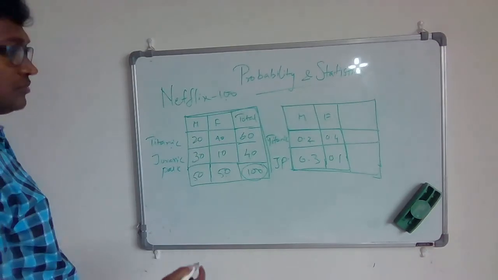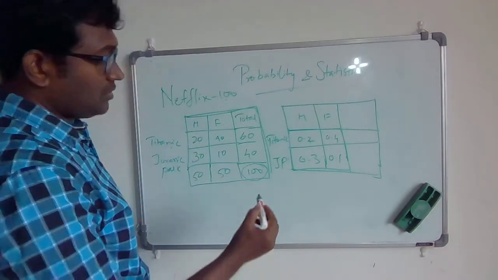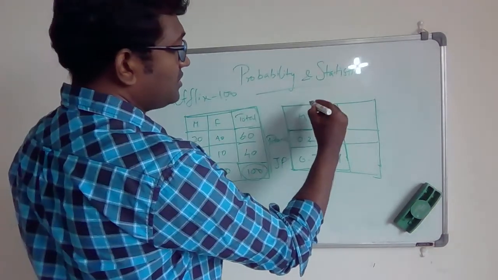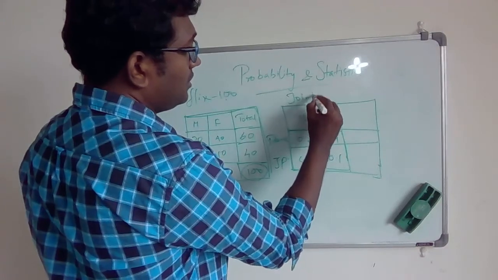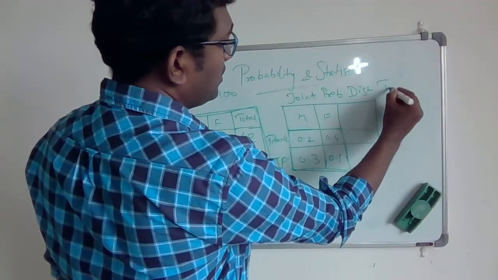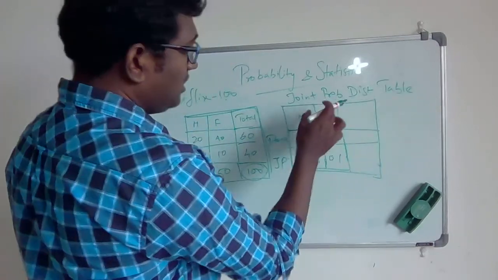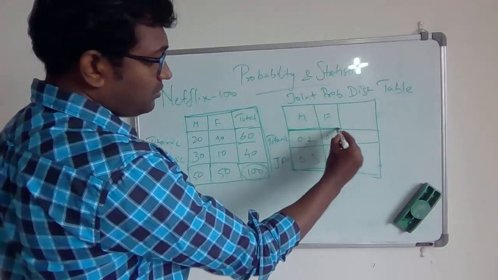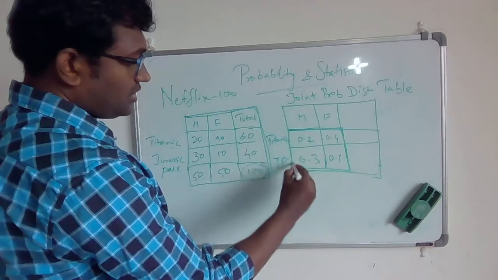Okay, so this is what we call the joint probability distribution. This is the joint probability distribution table. If you look at this, we focus on this box. This box is the joint probability distribution table.